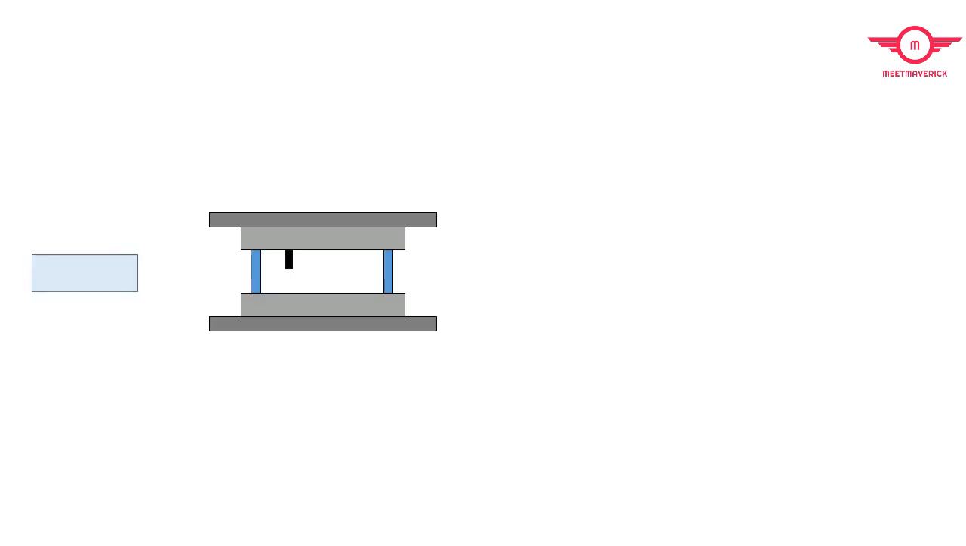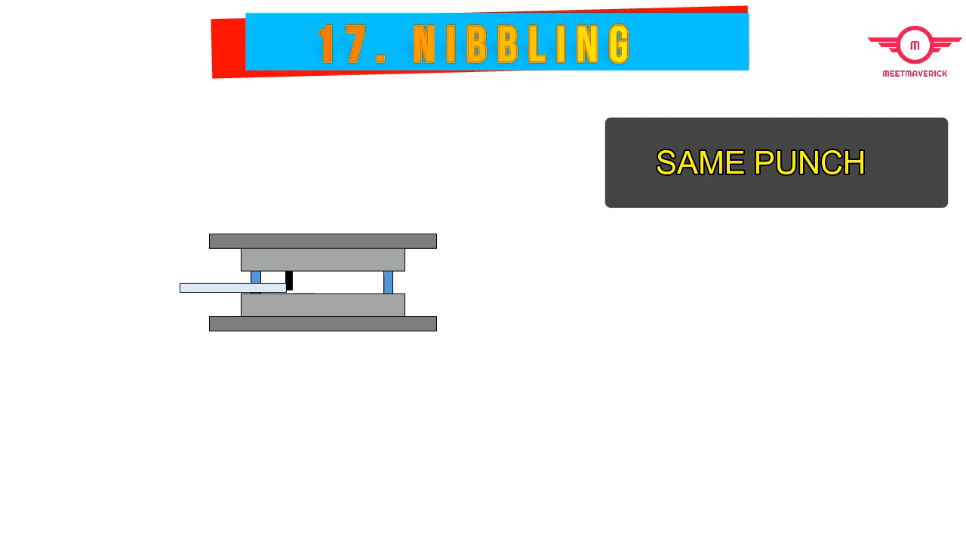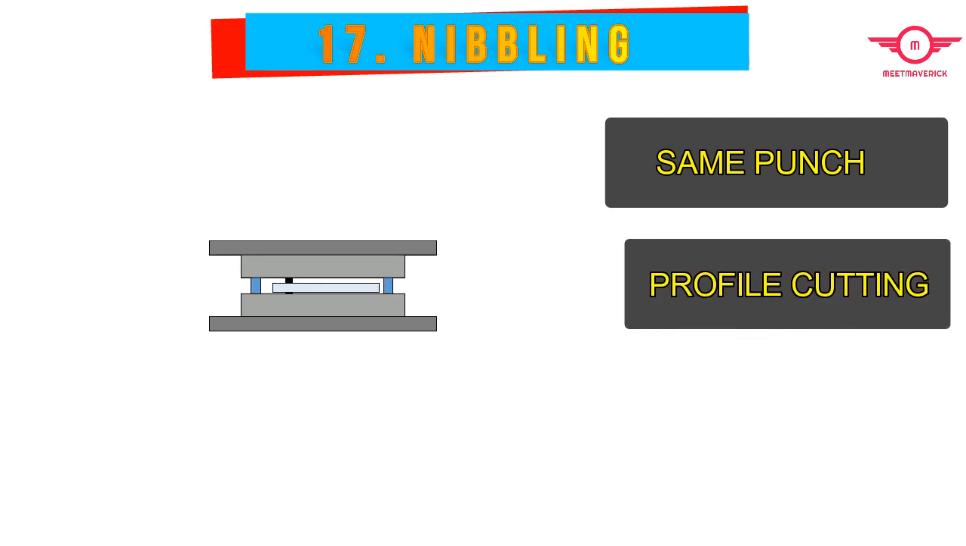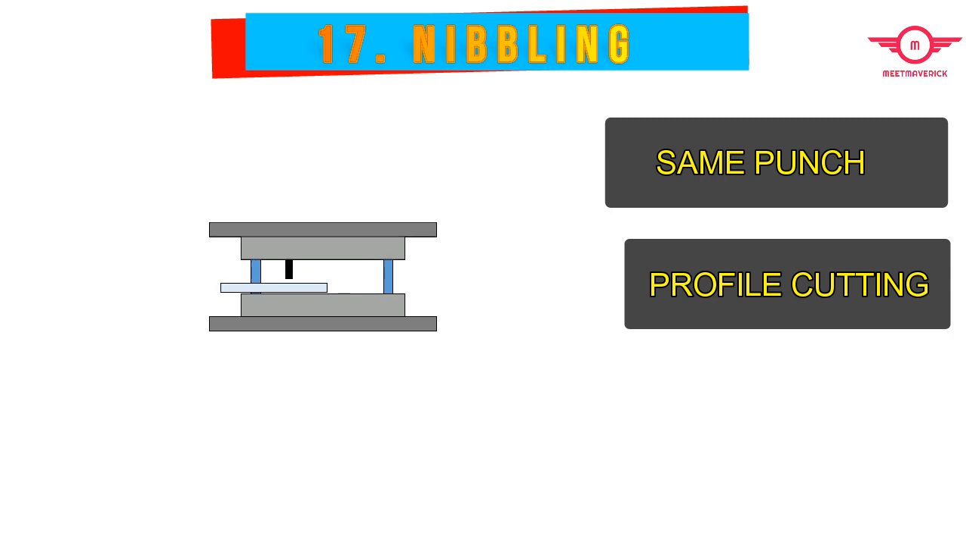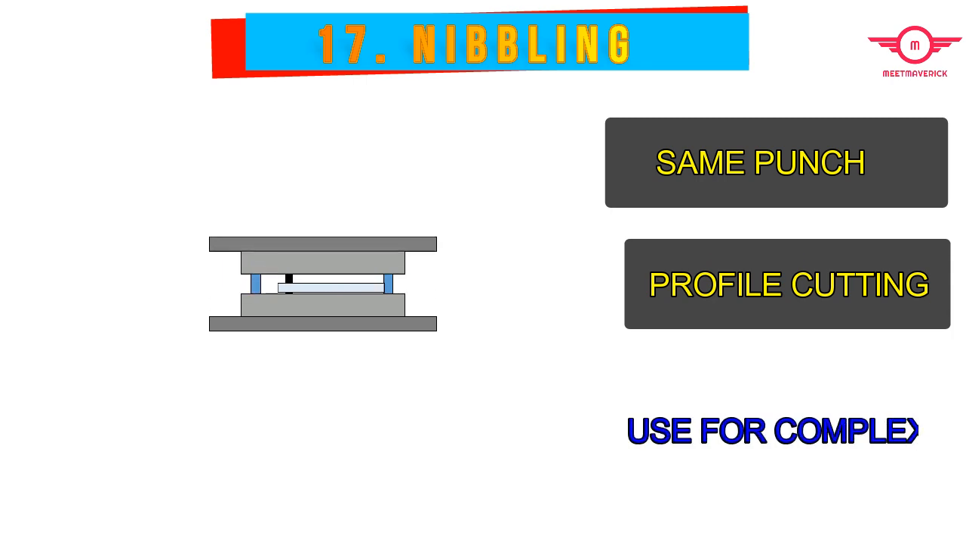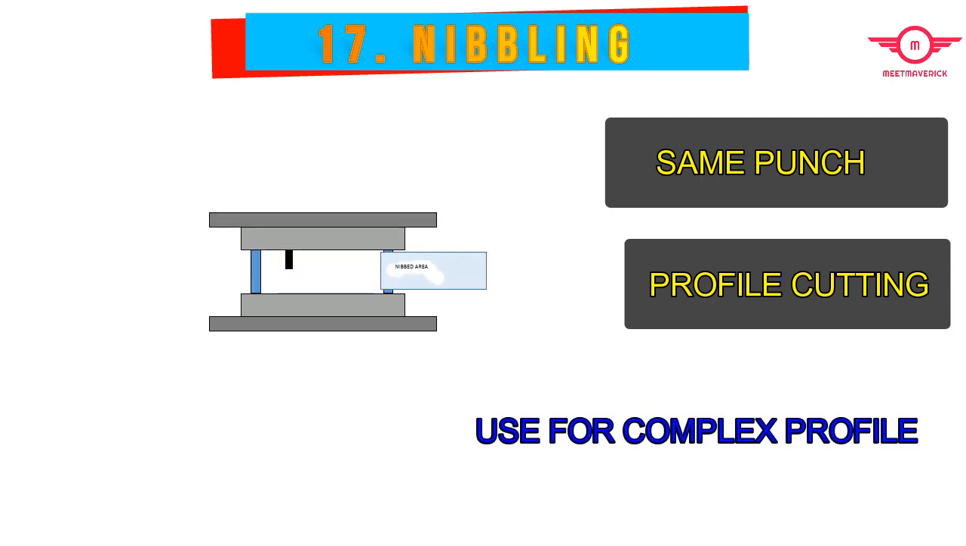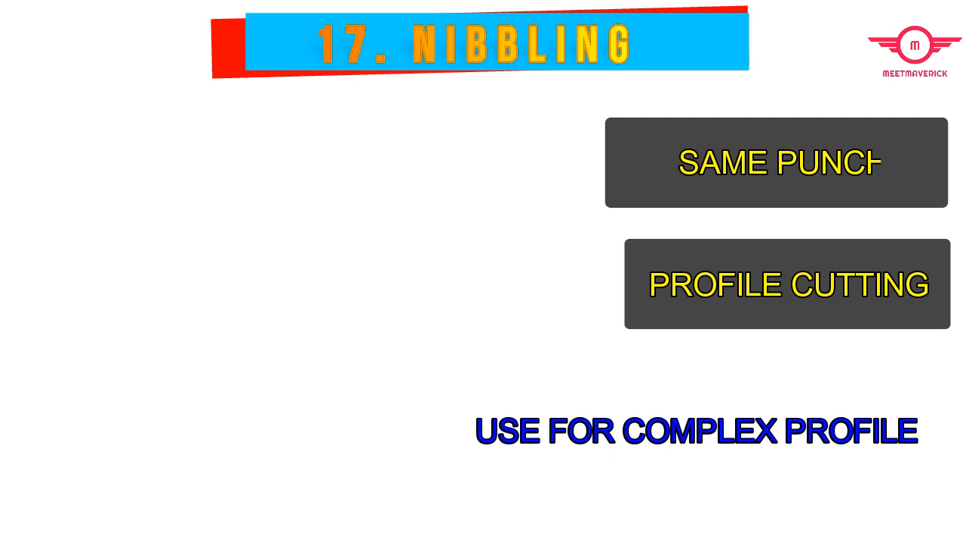Nibbling. Nibbling is punching a series of small overlapping slits, holes or notches along a path. In this, the same punch will operate at very high speed. Scrap is less in this process. The nibbling process is used where complex profiles are required and machine tonnage is less.